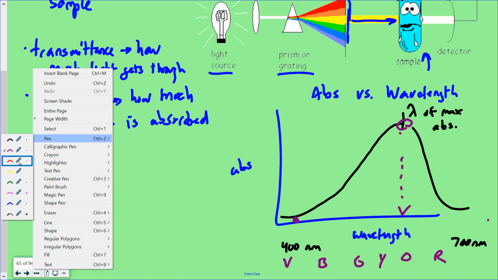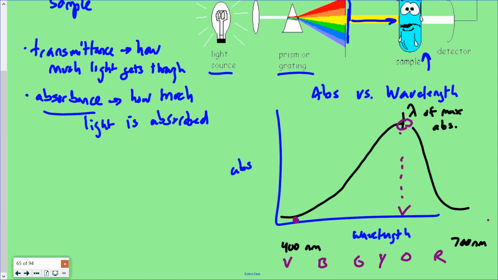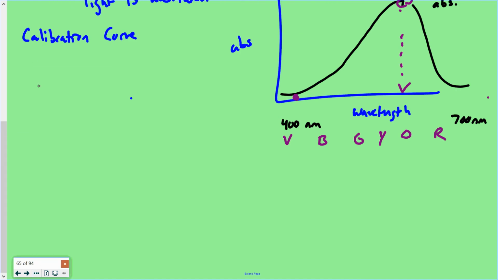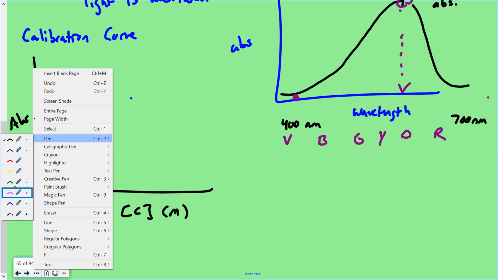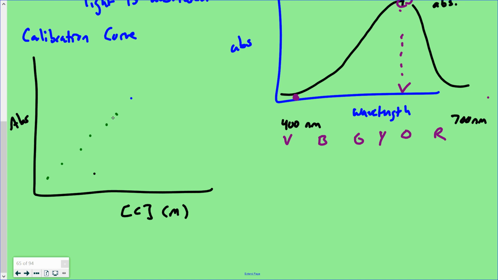Finally, the last thing that we had to create was what is called a calibration curve. And to make a calibration curve, you want to measure at one wavelength, so choose your maximum wavelength, and measure the absorbances of samples of different concentration. And so we would get a graph of absorbance versus concentration, which is normally measured in molar. And what you should have seen was a lot of different points that ended up making a pretty linear relationship. Now that linear relationship, we call that Beer's law.